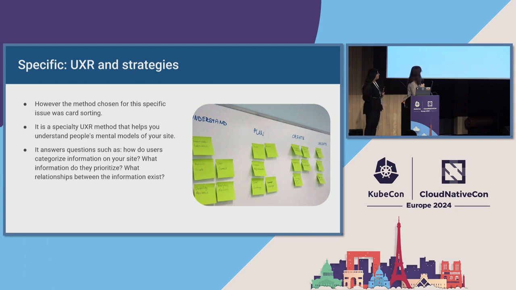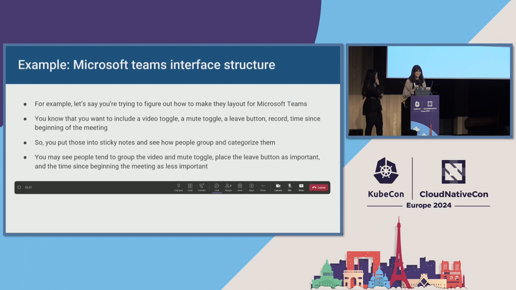This is called card sorting. And it really helps you understand a mental model of how your users understand the information on your website or your specific project. So it helps you answer questions like, how do people categorize different pieces of information? What pieces of information are related in their minds? What's more important? What's least important? Things of the sort.